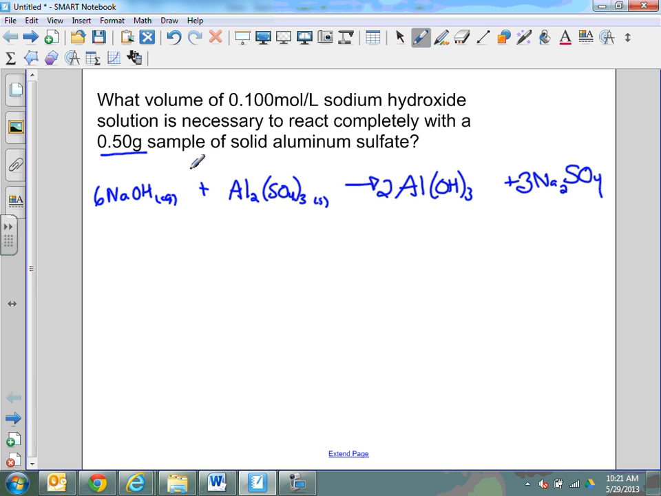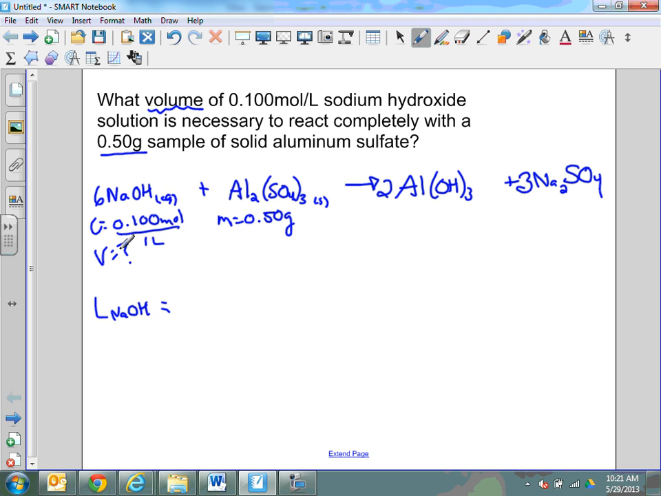So I've got a 50-gram sample of solid aluminum sulfate. I also have the concentration of sodium hydroxide. I know that it's 0.100 moles per 1 liter. But I'm looking for what volume of this. So V, trying to find volume of sodium hydroxide. So in the end, I want my units to be liters of NaOH. That's what I want to end up with.